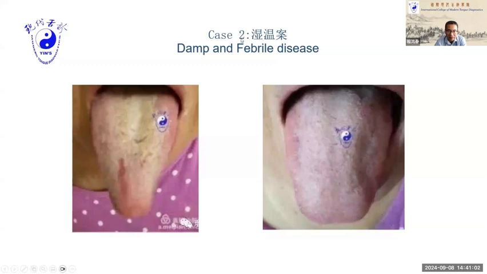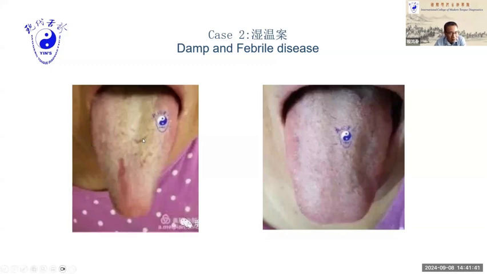Let's see another case. Case 2 is a damp and febrile disease, because this happened in August in China, so it's like late summer or the beginning of autumn. The weather is still very hot, but with dampness. The patient got a fever and cough, went to a big hospital, and got treatment with antibiotics for 10 days, but the fever did not stop.